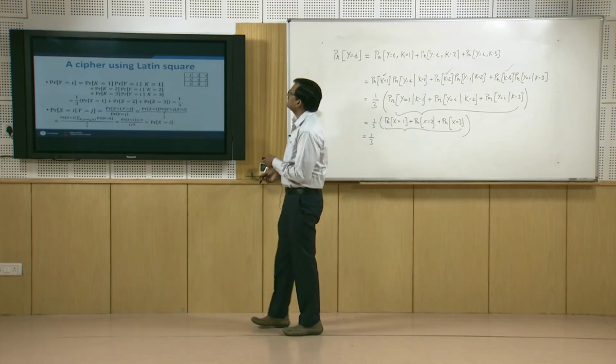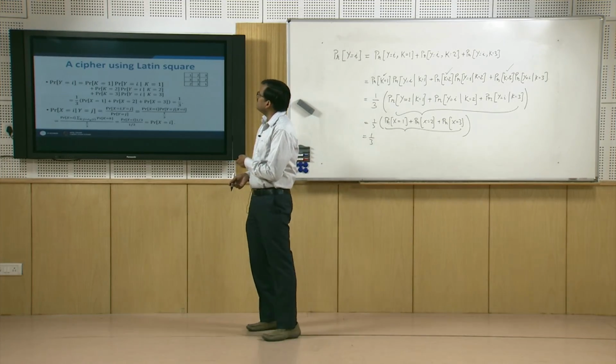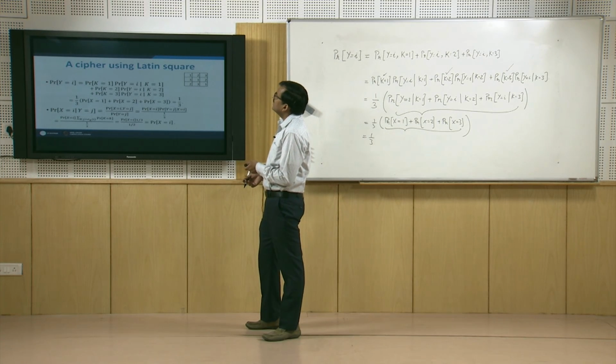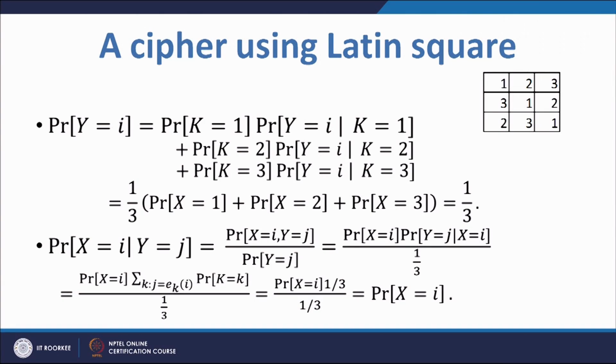This is what we have in our slide, and then we have a question: what is the probability of x equal to i given y equal to j? So, let us look at that. Probability of x equal to i given y equal to j is equal to probability of x equal to i and y equal to j divided by probability of y equal to j, which is equal to probability of x equal to i and probability of y equal to j given x equal to i.